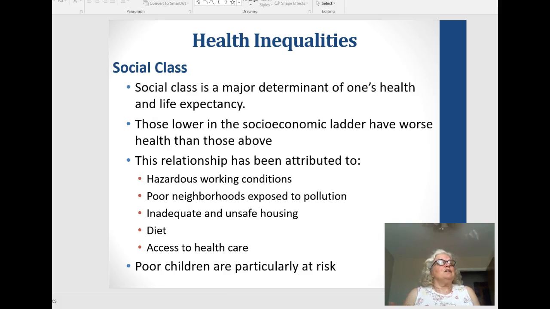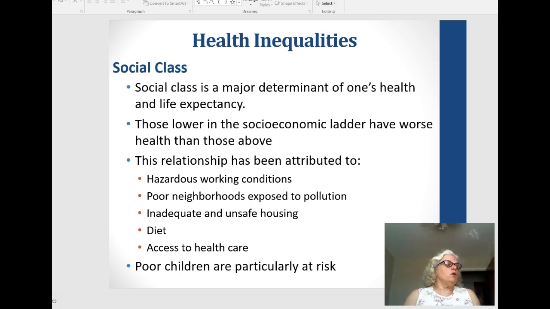Health inequalities also are part of social class. That health determines one's social class, and social class determines one's health. Do you see the catch-22 here? So the lower our social class, the lower our life expectancy, because we don't have access to adequate health care. We are more likely to live in poor neighborhoods, be exposed to violence. We're more exposed to hazardous working conditions. We have inadequate diets. Lots of problems come into place as we start to look at this.